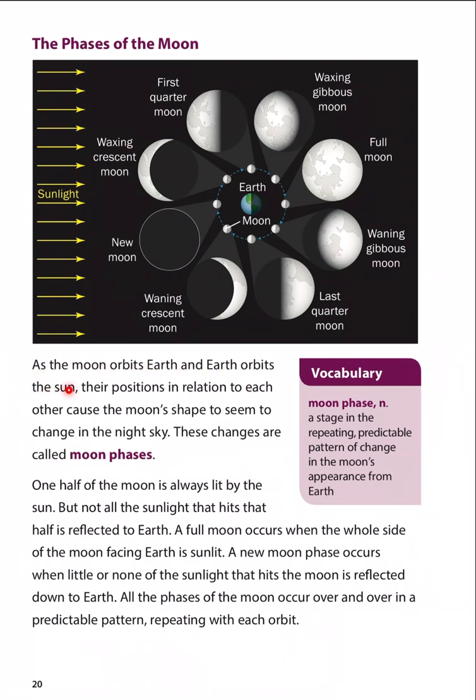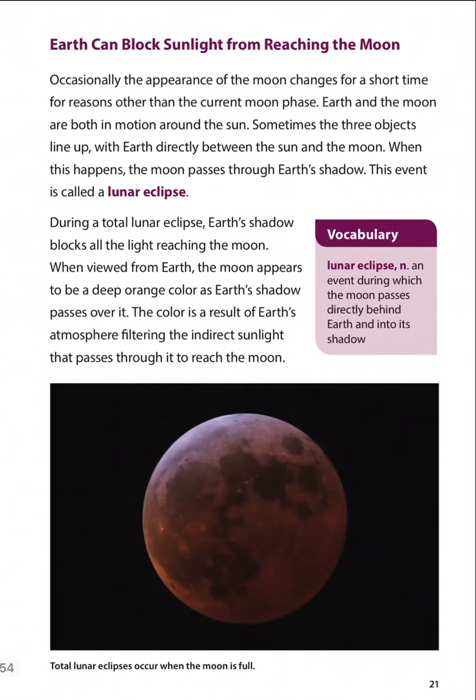As the Moon orbits Earth and Earth orbits the Sun, their positions in relation to each other cause the Moon's shape to seem to change in the night sky. These changes are called moon phases. One half of the Moon is always lit by the Sun, but not all the sunlight that hits the half is reflected to Earth. A full moon occurs when the whole side of the Moon facing Earth is sunlit. A new moon phase occurs when little or none of the sunlight that hits the Moon is reflected down to Earth. All the phases of the Moon occur over and over in a predictable pattern, repeating with each orbit.